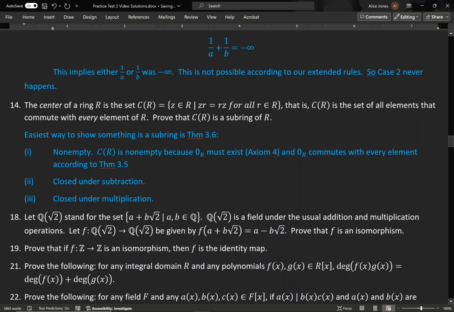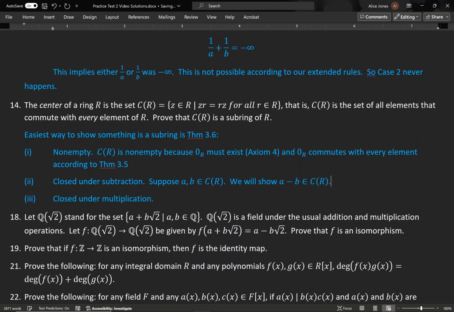Now we just have to prove that C of R is closed under subtraction. What that means is if you have 2 elements that are in C of R, their difference has to also be in C of R. So suppose, let's just call them A and B, are in C of R. Our goal is to show A minus B is in C of R.